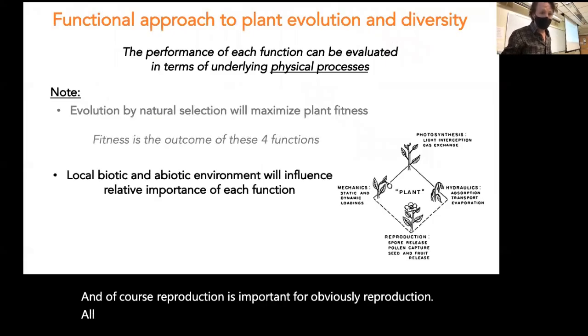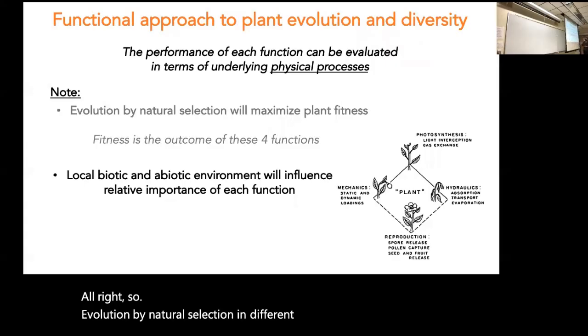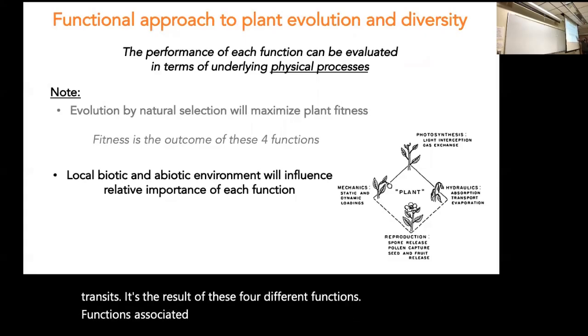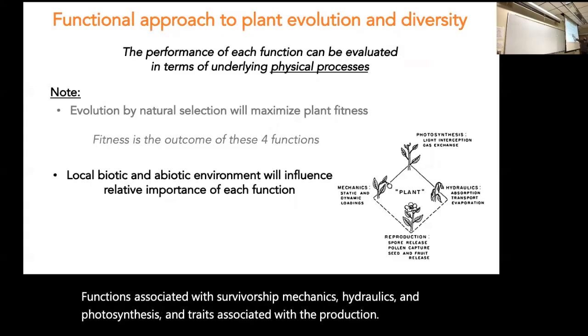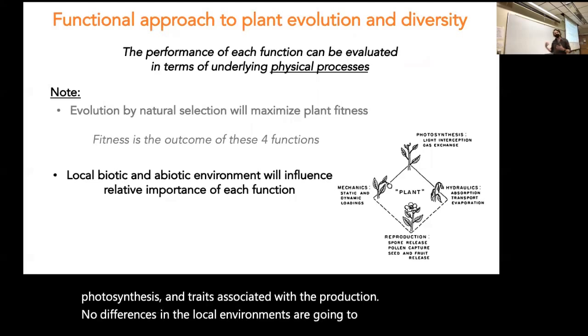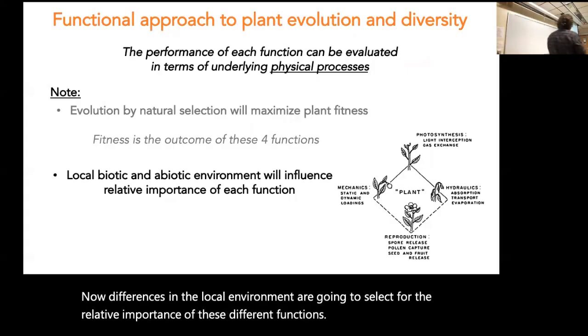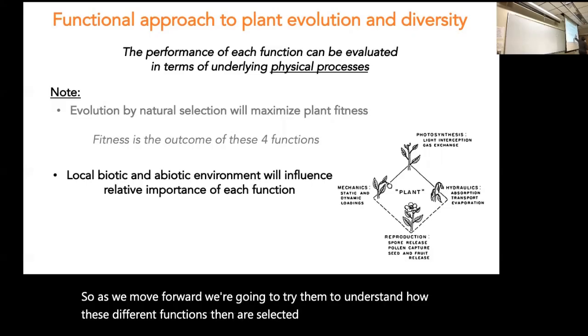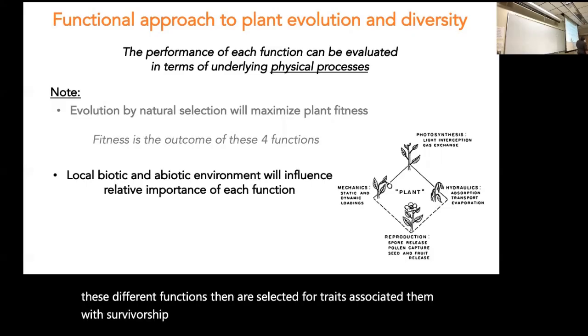All right, so evolution by natural selection in different environments will maximize plant fitness. It's the result of these four different functions: functions associated with survivorship, mechanics, hydraulics, and photosynthesis, and traits associated with reproduction. Now, differences in the local environment are going to select for the relative importance of these different functions. So as we move forward, we're going to try to understand how these different functions are selected for, traits associated with survivorship and traits associated with reproduction.